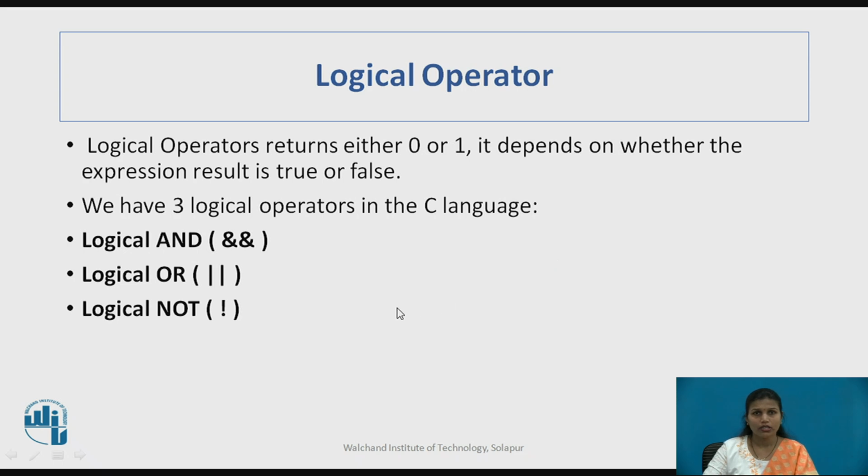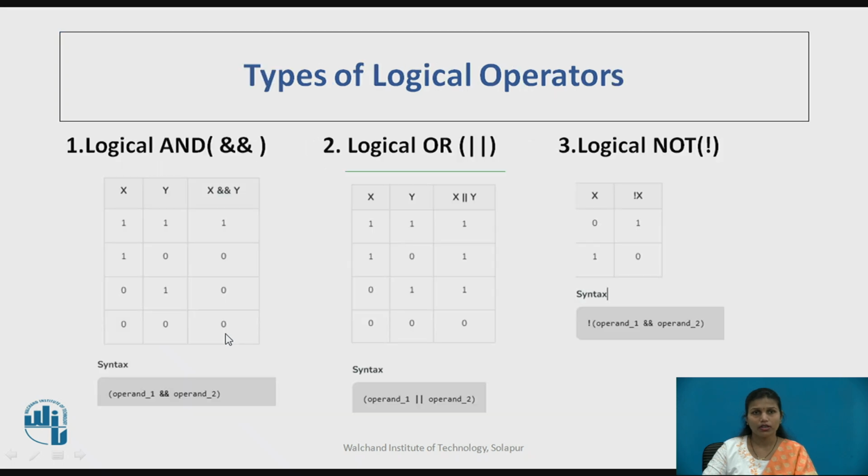Next is the logical operator. A logical operator returns either 0 or 1. It depends on whether the expression result is true or false. You can see here there are three different operators we mainly use as logical operators. First one is logical and, second is logical or, third one is logical not. Let's see the truth table for logical and, logical or and logical not, because with the help of this truth table only you'll get the final value as a result.